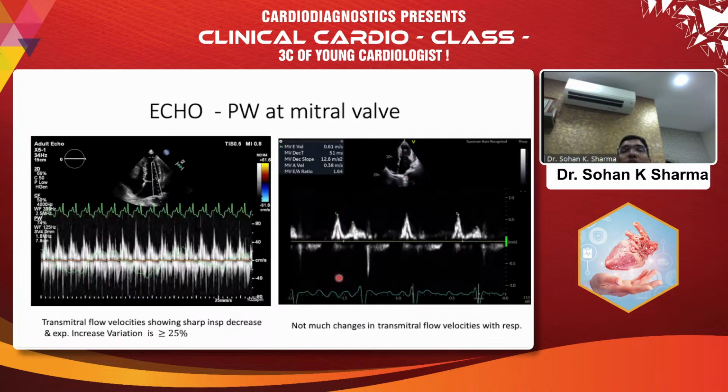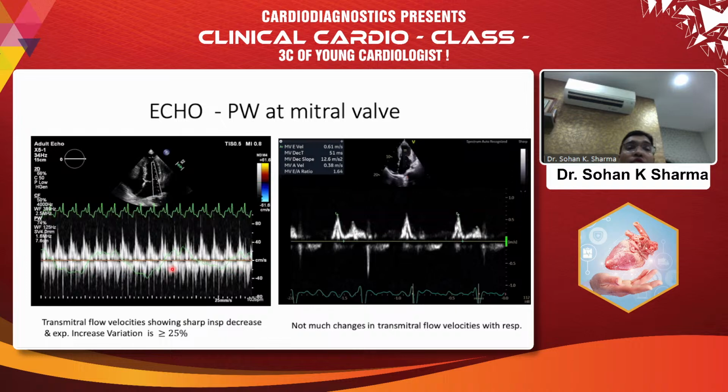This is the pulse wave Doppler at the mitral valve level. You see this is the pulse wave sampling, ECG, and this is the respiratory channel. Are you able to see this marker? This is the respiratory channel, and this upward going is the inspiration phase, and this downward is the expiratory phase.